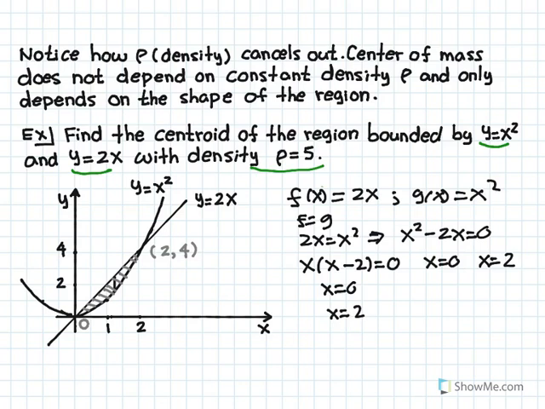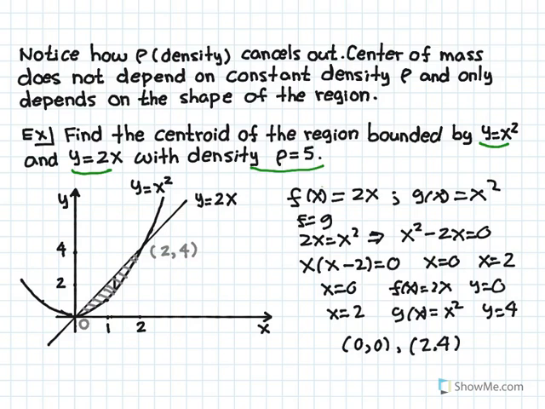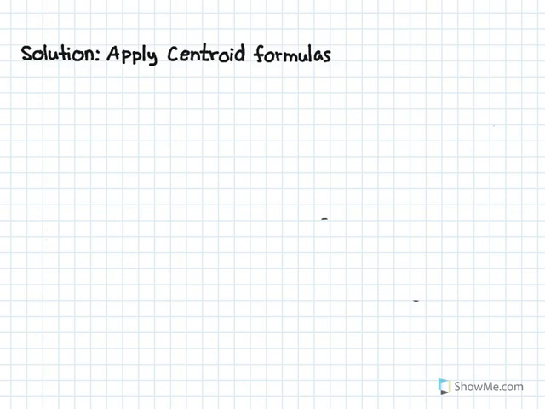We can plug this into either equation. I'll plug x equals 0 into f of x. f of x is equal to 2x. So we get y equals 2 times 0, which is 0. And let's plug x equals 2 into g of x. g of x is x squared. It doesn't matter which one you put it in. So we get y is equal to 2 squared, which is 4. So we get the intersection points (0, 0) and (2, 4). A little bit of basic math, basic skills. All right. So now let's apply the centroid formulas to find the center of mass.